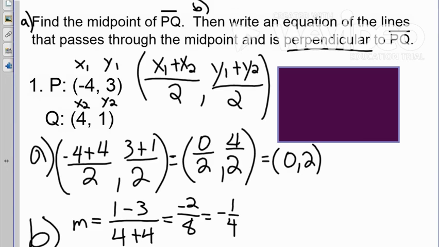Now that we have our slope, we're going to write a line that is perpendicular. So we're going to use the negative reciprocal of this slope. Now I'm going to write in a different color. Our negative reciprocal is going to be 4. Then we're going to write an equation through the point 0, comma 2. I'm going to use slope-intercept form here because I do have the intercept. So it's y equals 4x, and since I have my y-intercept, plus 2.